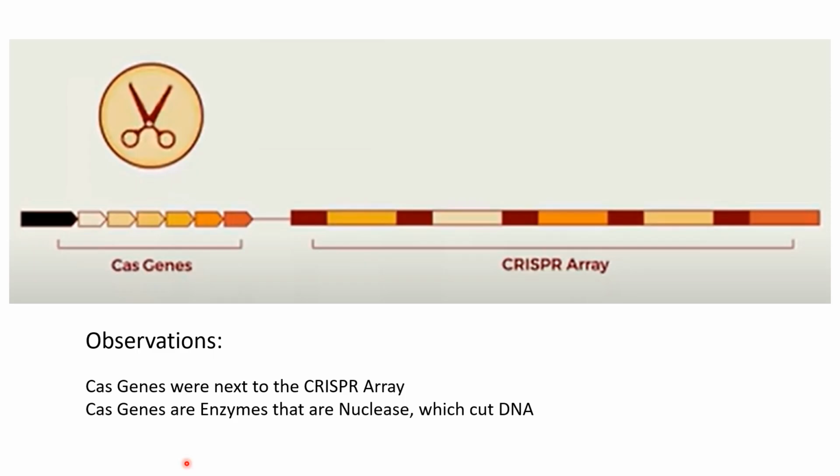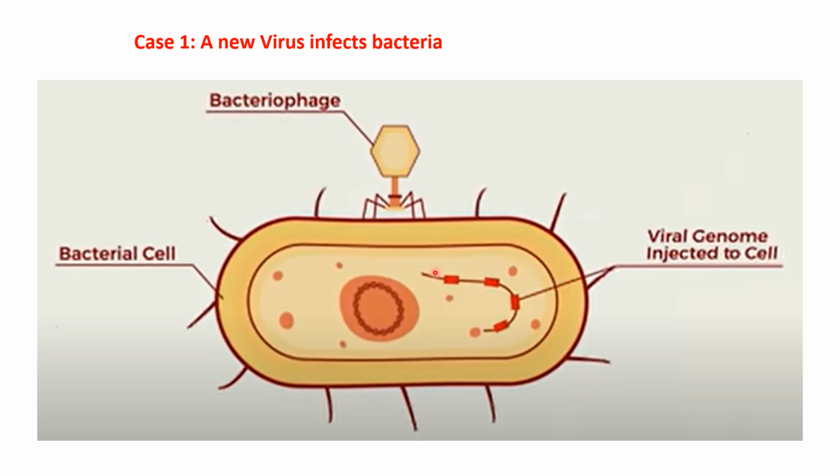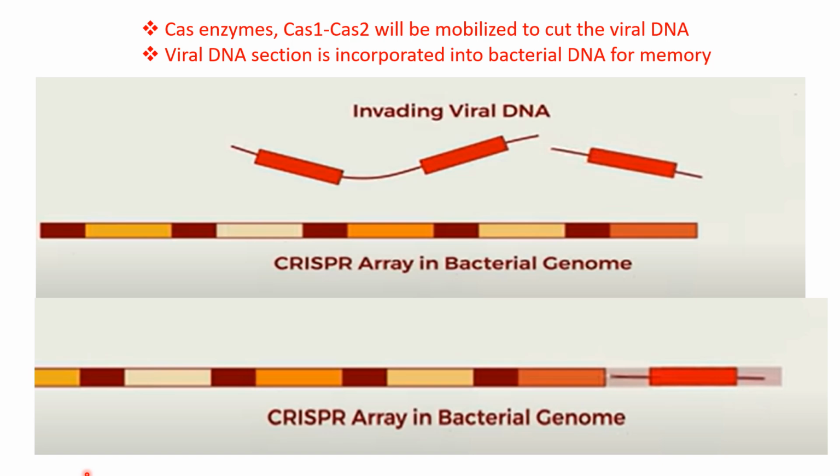In the bacteria DNA, there are also Cas molecules next to the CRISPR array. Cas is an enzyme. It is a nuclease that cuts DNA. When a bacteriophage infects bacteria, it injects a viral DNA into the bacteria. The bacterial immune system fights the virus by recruiting a combined protein molecule, Cas1 and Cas2. These are a nuclease enzyme, which cleaves or cuts the viral DNA.